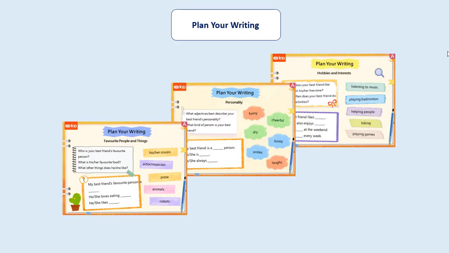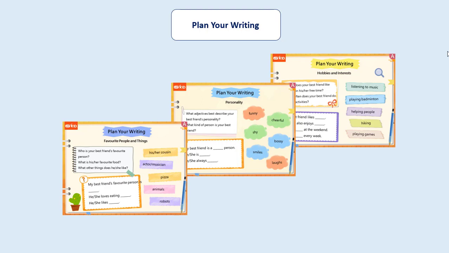Plan your writing. It's at this point where you can walk your student through, after they've already brainstormed and they know the topic they want, you can now walk your student through how to plan and put together their piece. So we have 3 examples here. We have favorite people and things, personality, and hobbies and interests. The questions on the left are to help the student think about what they want to write about, and these are the questions that you can also ask during class.